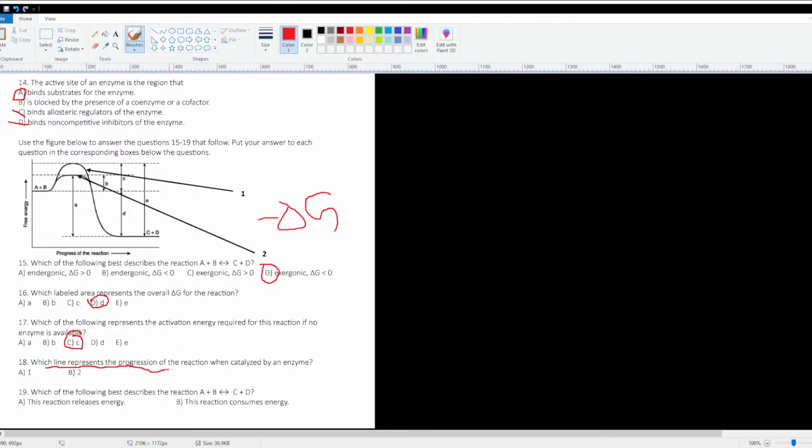So which line represents the progression of a reaction when it is catalyzed by an enzyme? So that would be, of course, 2. It would be B, 2. So once again, just look at what's going on. We answered 17, right? So if we answer 17, then 18 is going to be opposite, right?